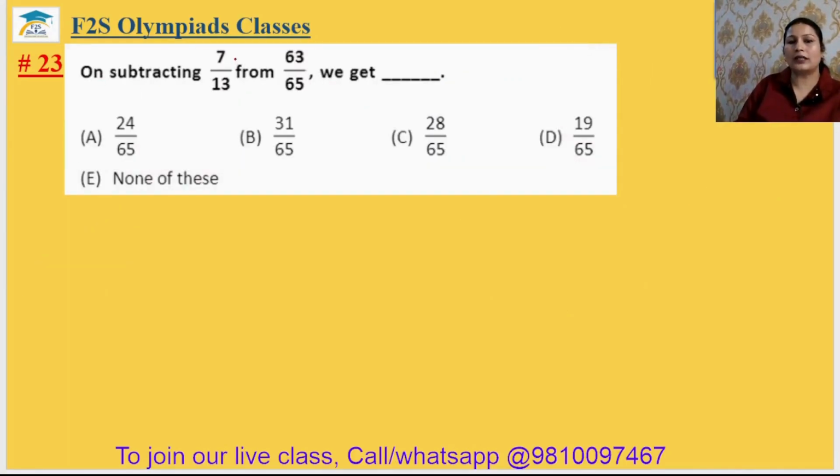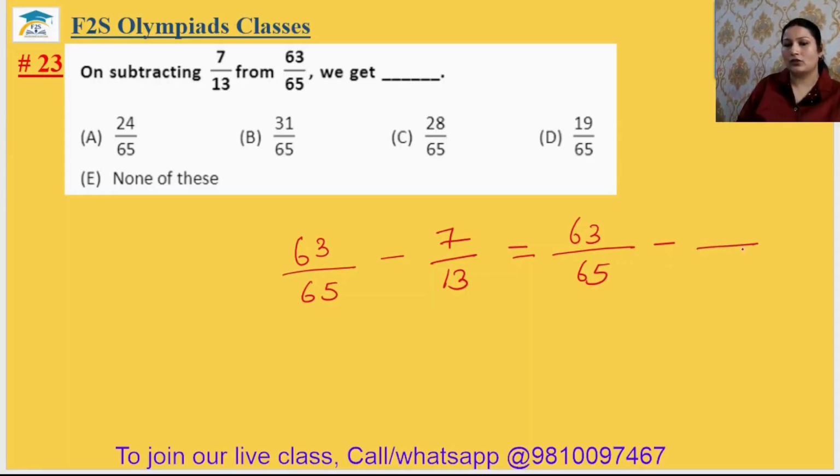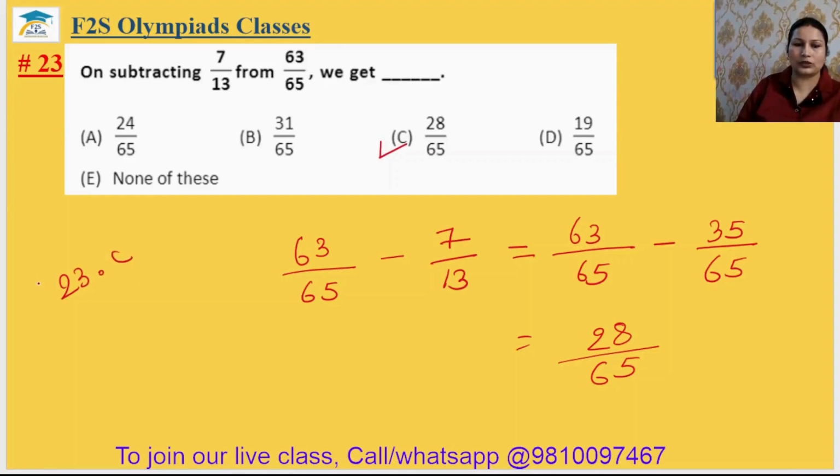23rd, on subtracting 7 by 13 from this we get, let's subtract it, 63 upon 65 minus 7 by 13. LCM of 65 and 13 will be 65 only. So 63 by 65 minus, 13 fives are 65. So 65, 7 fives are 35. Now 63 minus 35 is 28. So 28 by 65. This is in option C. 23rd answer is option C.